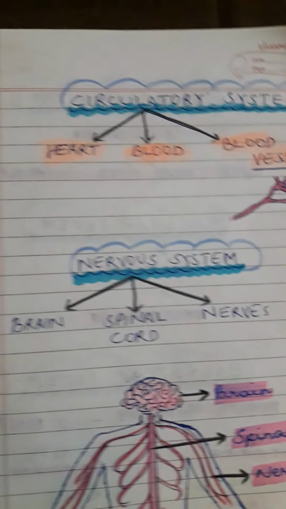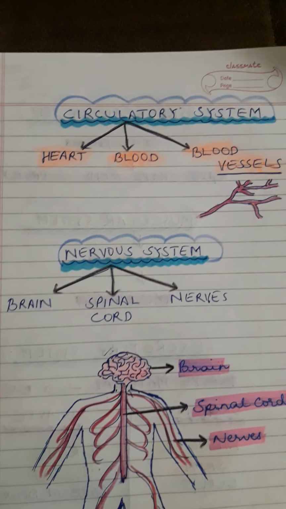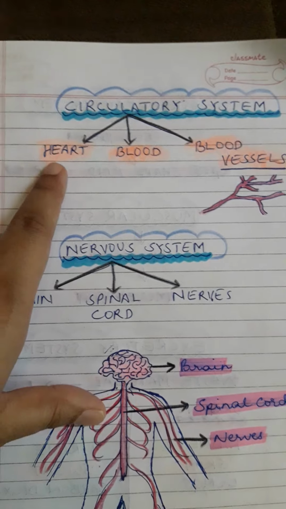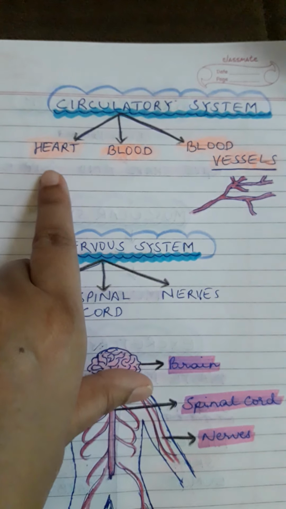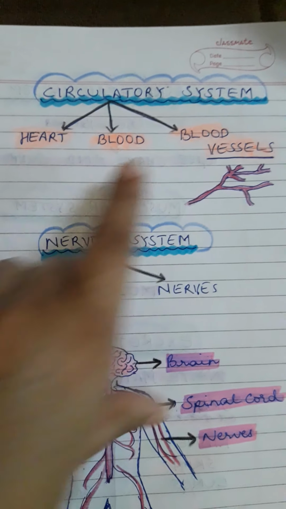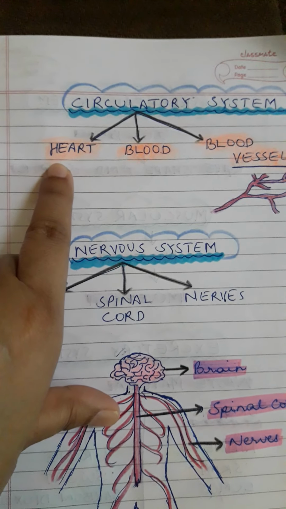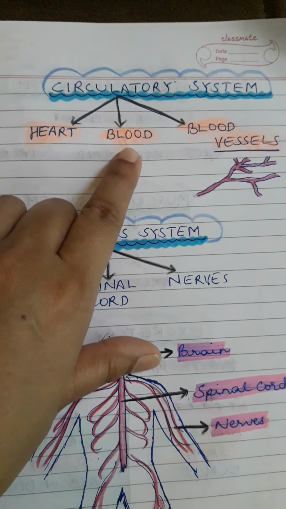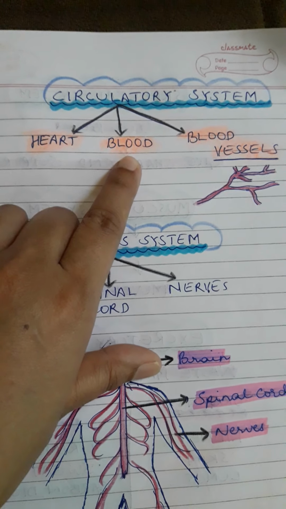Next we come to the circulatory system. The circulatory system consists of three main parts, that is the heart, the blood, and the blood vessels. You know what is the heart? It pumps the blood into the body. You know what is the blood also? The liquid that is flowing in our body.